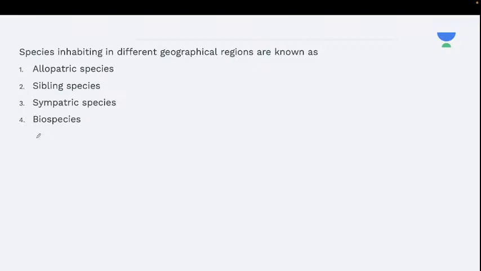Species inhabiting different geographical regions are known as. This is a very simple question on the biological species concept or speciation. Different geographical regions, they will call allopatric species.